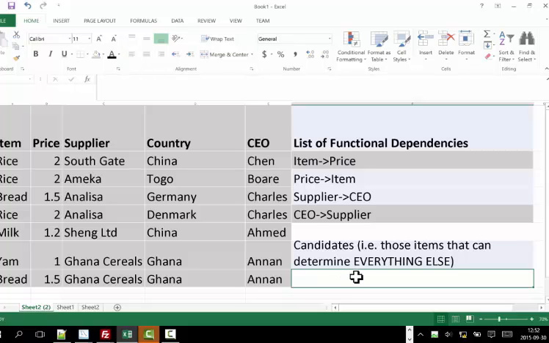So for example, if I picked item and, okay, maybe supplier. Will item and supplier get me everything? Maybe not, but let's see. For this one, item can get me the price, right? So two things are covered. From item, I can get the price. Supplier can get me CEO. So the only thing left is the country.